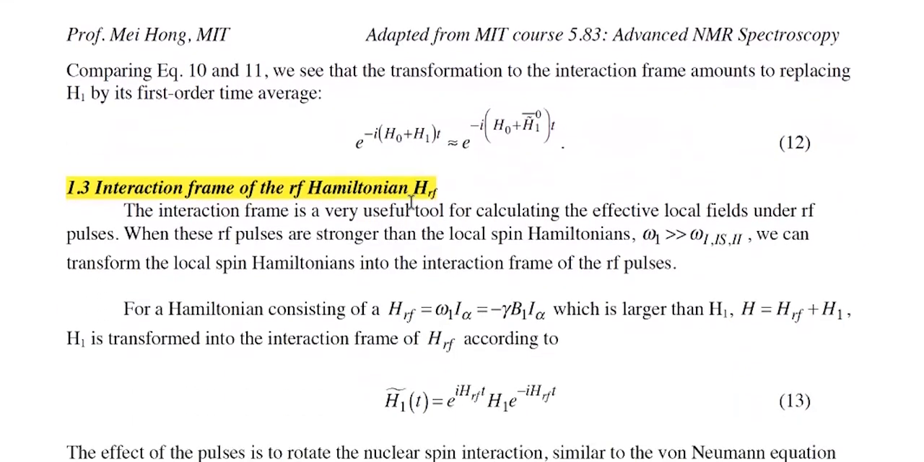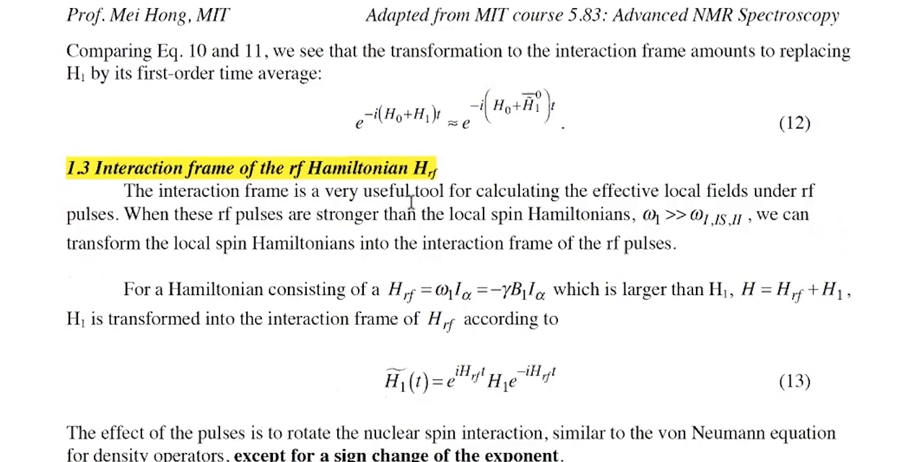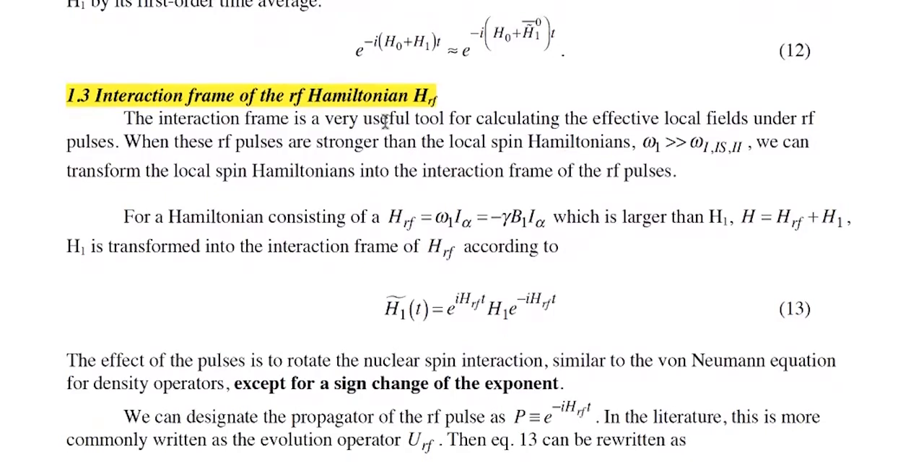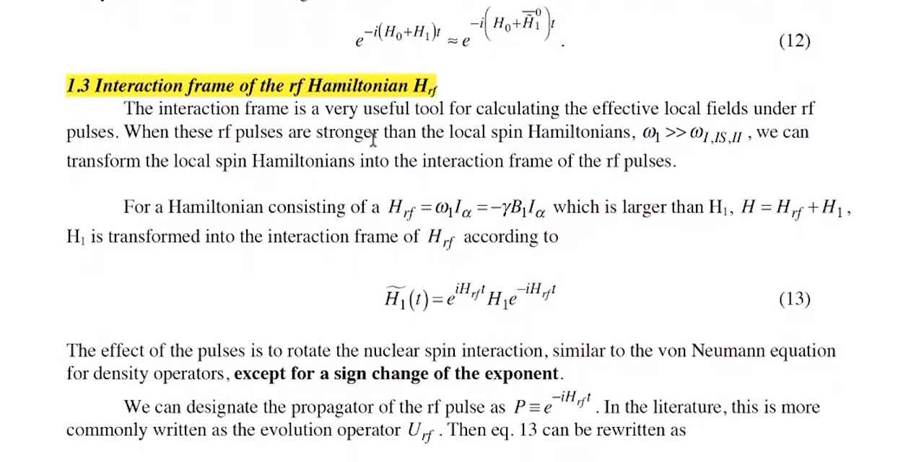So that was the general presentation of how to define and transform into this interaction frame of a certain Hamiltonian. So now I want to be specific and talk about how to transform into the interaction frame of the RF pulse. The interaction frame is very useful for calculating the effective local fields, effective chemical shift, dipolar coupling, J coupling, or quadrupole interaction under the RF pulse.